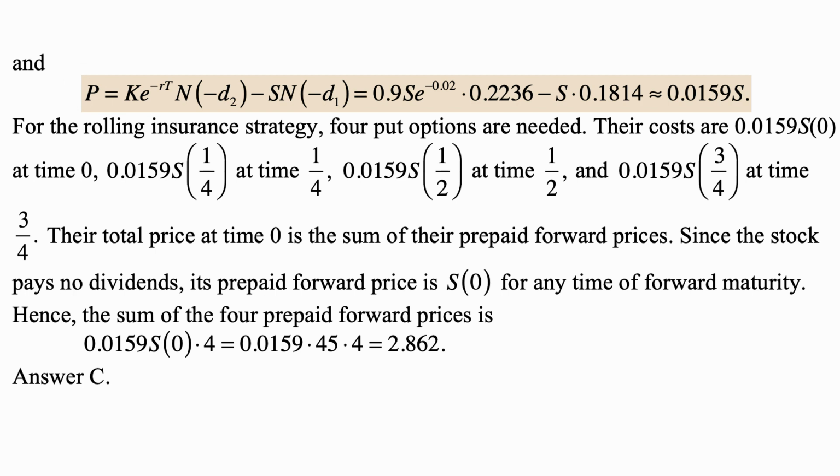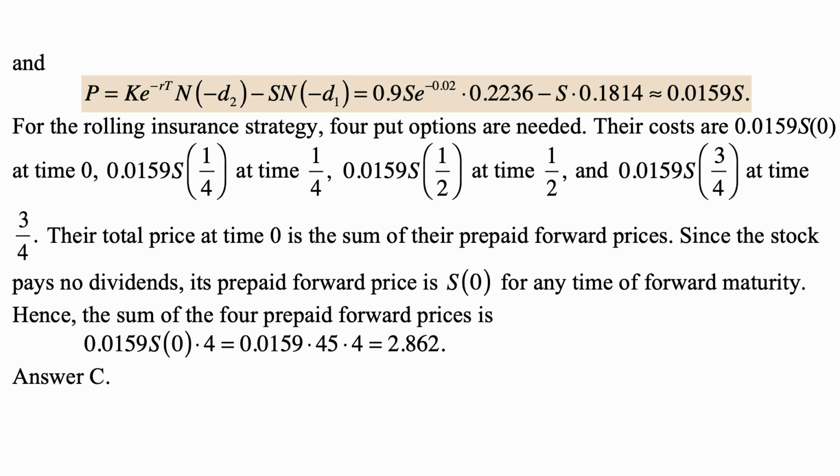And then we use the standard Black-Scholes formula for the price of a put. This is the present value of exercise price times N of minus d2, minus the prepaid forward price of a stock times N of minus d1. That ends up being 0.9 S e to the minus 0.08 times 0.25 times 0.2236 minus S times 0.1814, and we end up with approximately 0.0159 S. So you see that the put price ends up being just a constant times the price of the stock at time 0 for this put.